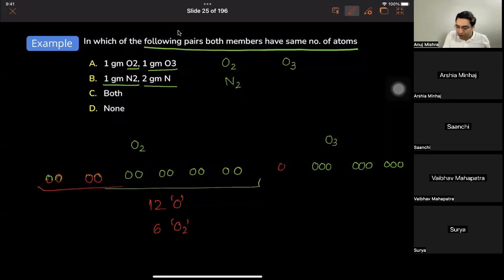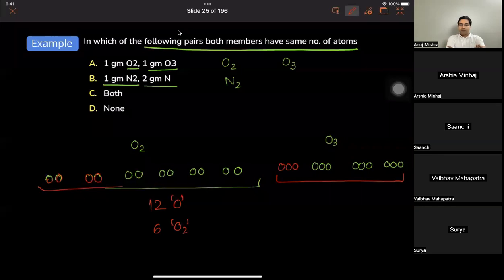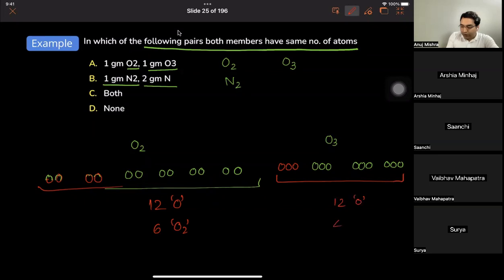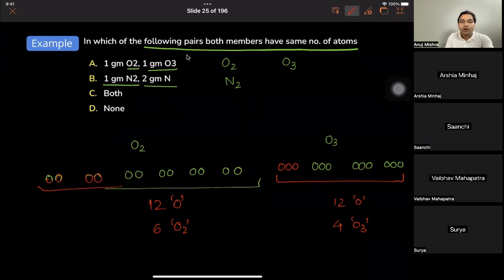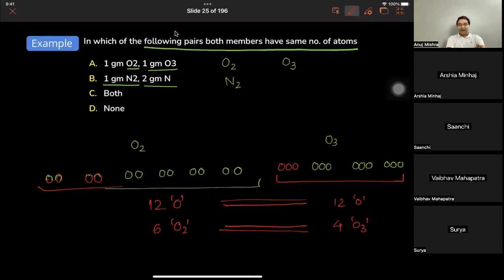Now count how many O's are written on the right hand side. How many O's are written on the right hand side? 12 O's. These are like 4 O3s. Yes or no? Simple or not? This much is easy. Does everyone understand? Please type 1 in the chat box if you understand this logic, because this is very, very fundamental and we should know this method. So can we say 12 oxygens' weight is the same as 12 oxygens, whether it is 6 O2s or 4 O3s? Do you understand this line or not? Think.